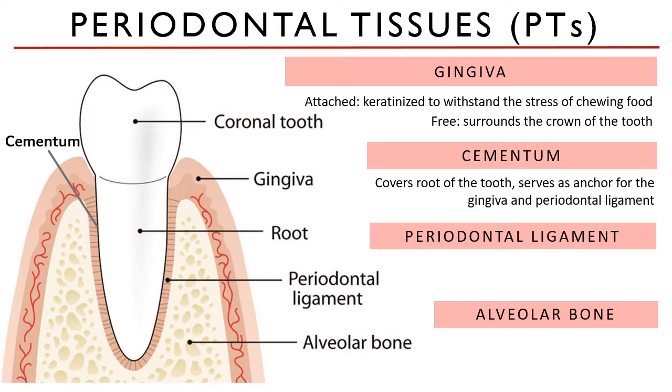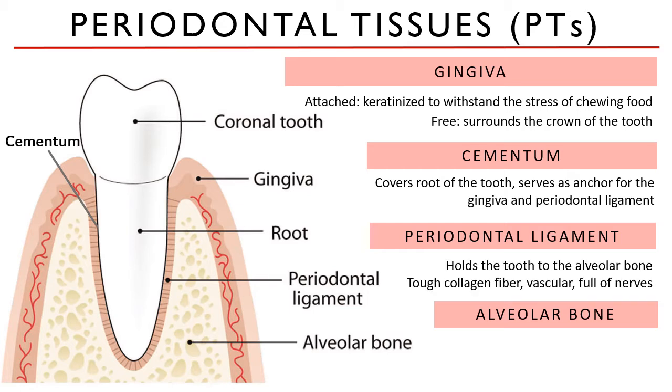The cementum is a bone-like rigid connective tissue covering the tooth root. This anchors the tooth to the gingiva and the periodontal ligament. The periodontal ligament is a tough collagenous fiber which connects the tooth to the alveolar bone. It is vascular and has a lot of nerve supply.